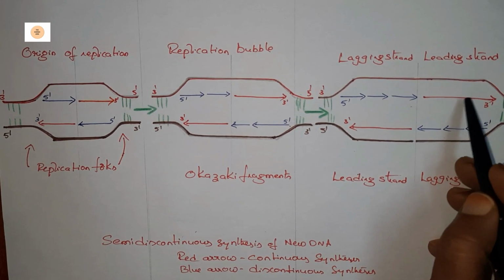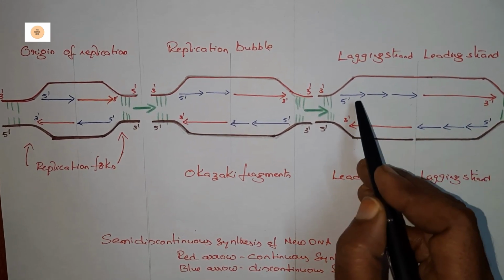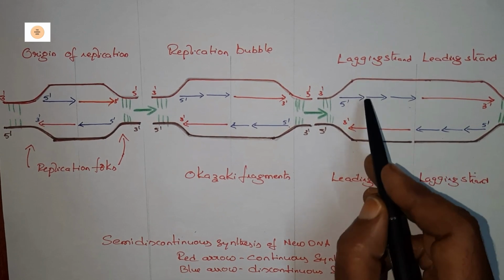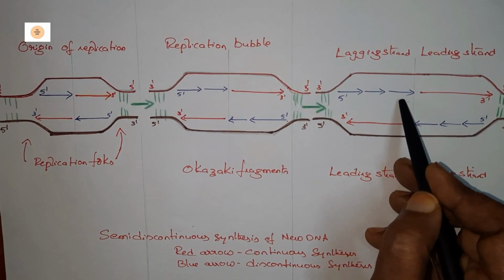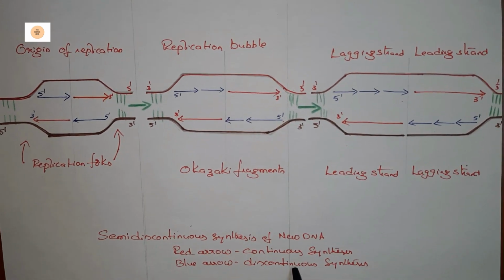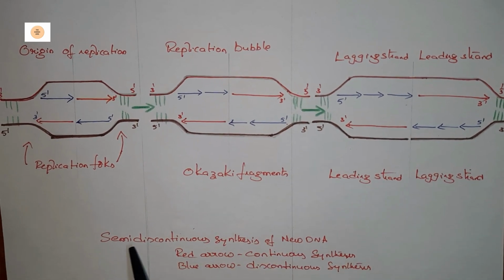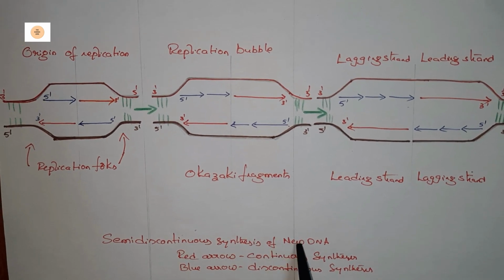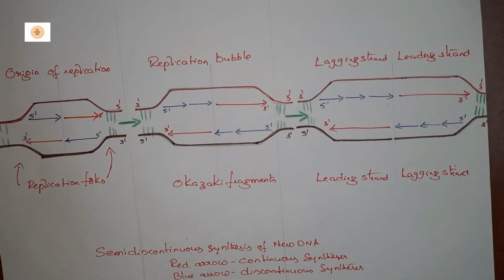So this red arrow is called the continuous synthesis, and the blue arrow which has the lagging strands is called a discontinuous synthesis. So this is the combination of continuous synthesis and discontinuous synthesis, and hence this type of synthesis is called semi-discontinuous synthesis of new DNA.